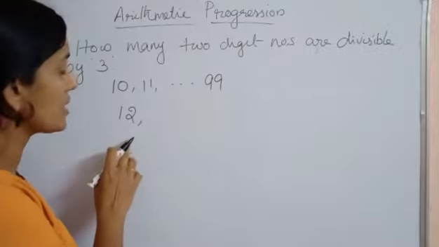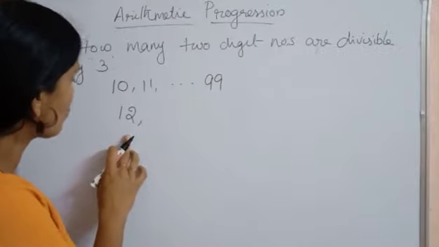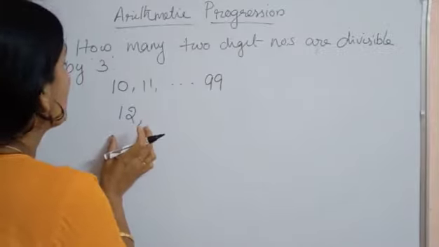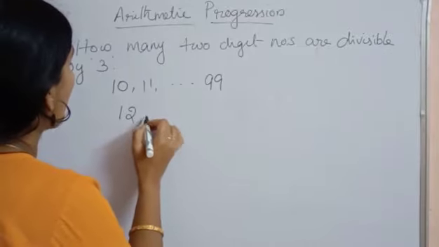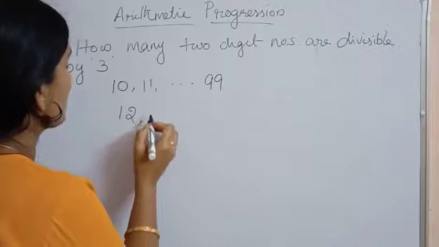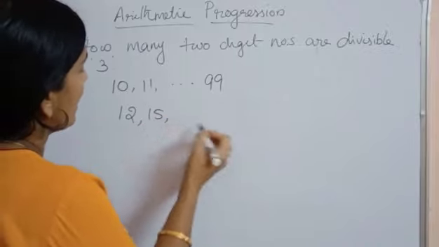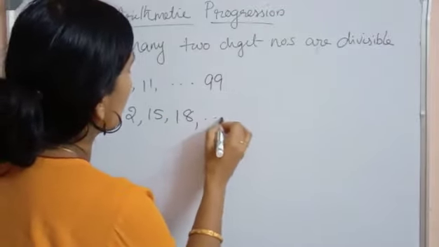The first 2-digit number which is divisible by 3 is 12. Now it's very easy to find the next number which is divisible by 3. If you add 3 to this number, you get the next number, that is 15. And the next number is 18. It keeps going in that way.